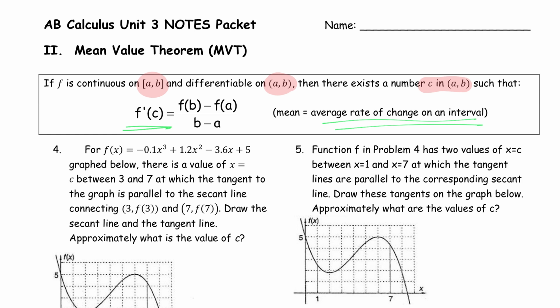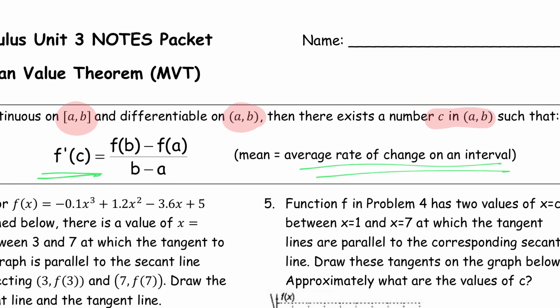So let's think about this generically, kind of real-worldy, so that we can really understand it. Let's pretend we go on a road trip and we drive 150 miles over the course of 3 hours. So our average speed would be 150 miles over 3 hours, which would be 50 miles per hour, right? That's your average speed during this 3 hour drive.